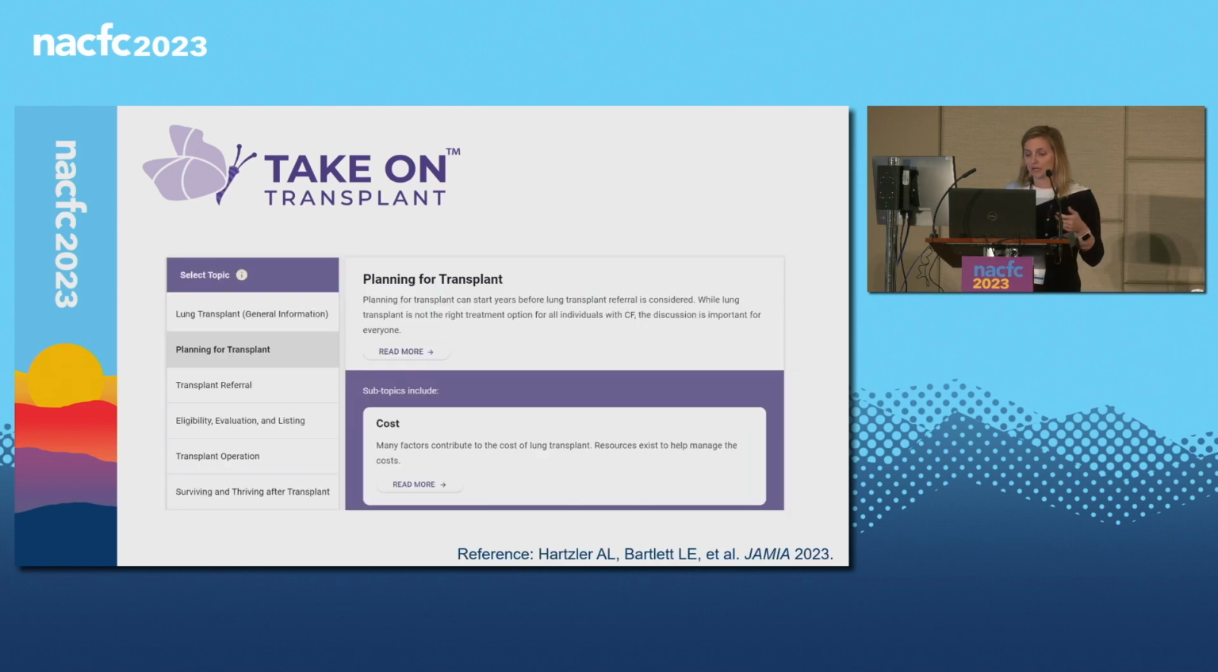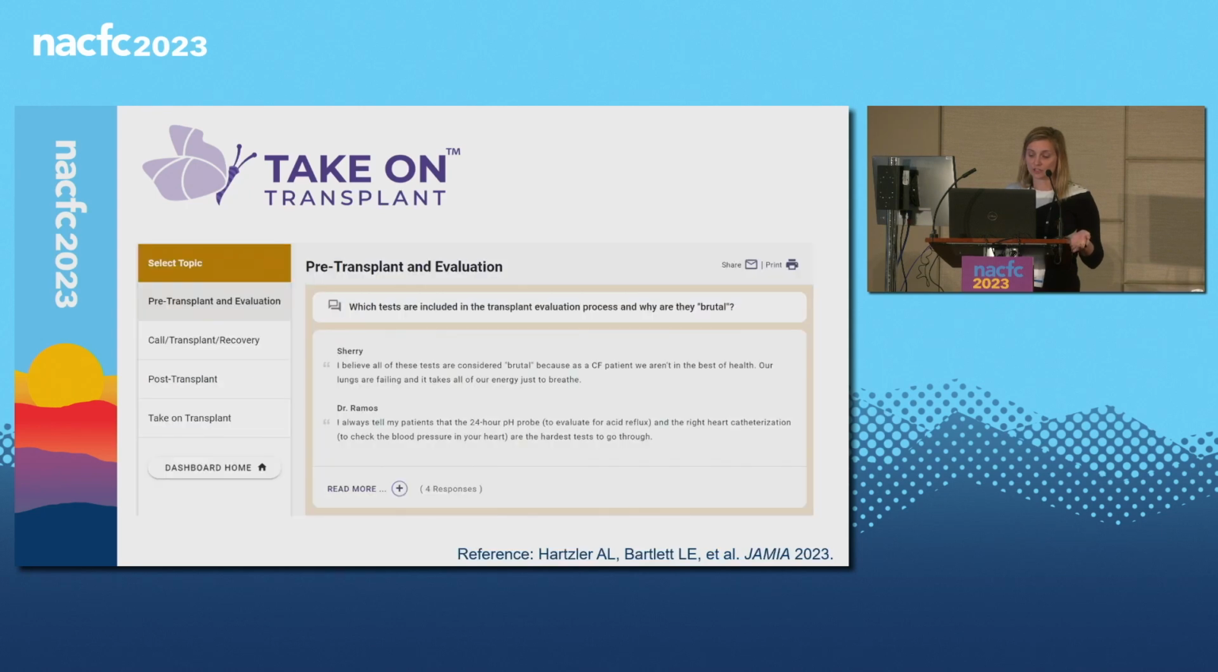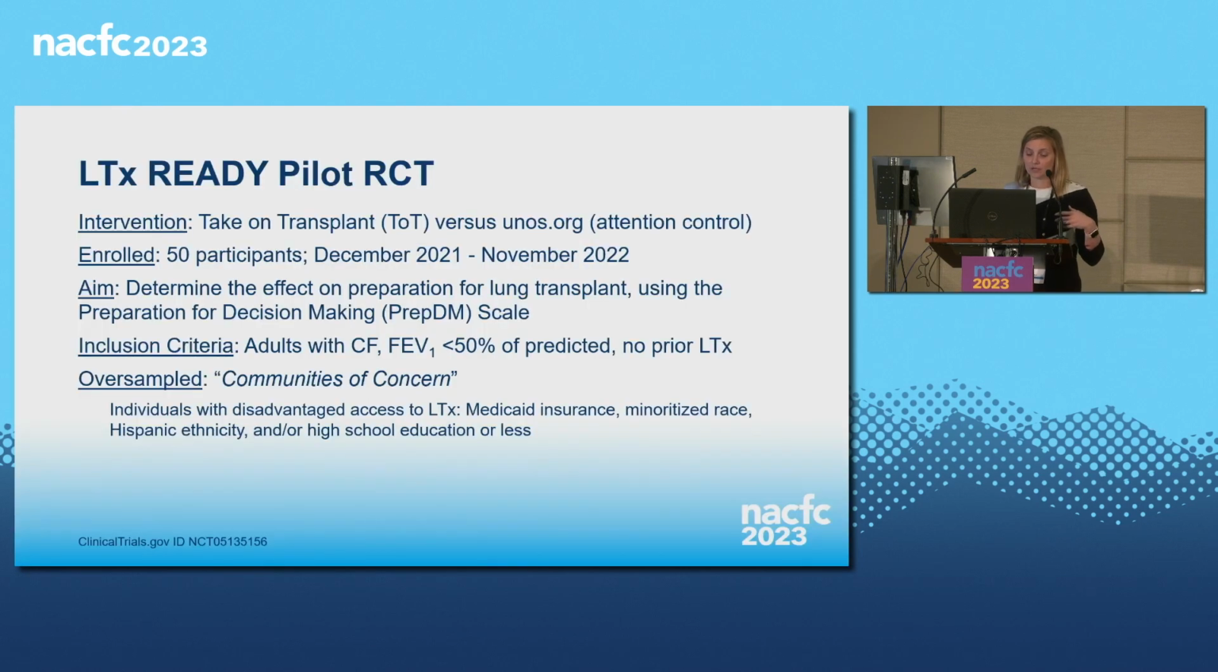And it's enriched with people from disadvantaged backgrounds and with backgrounds that are disadvantaged in their access to lung transplant. There's a resource library that has CF-specific medical information about lung transplant, and then frequently asked questions that are common questions and answers about transplant that were provided by people with CF, and then also answers were provided by CF and transplant physicians. So the Lung Transplant Ready Pilot RCT was an intervention of Take on Transplant compared to UNOS.org, which we used as a control in our study.